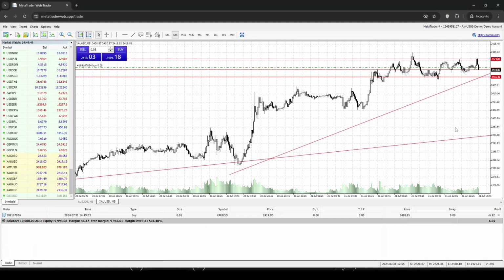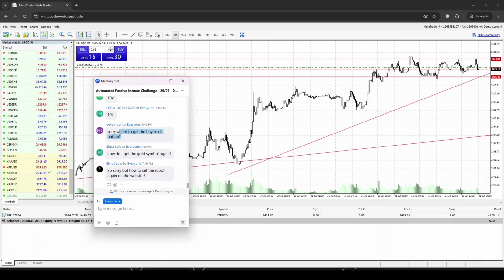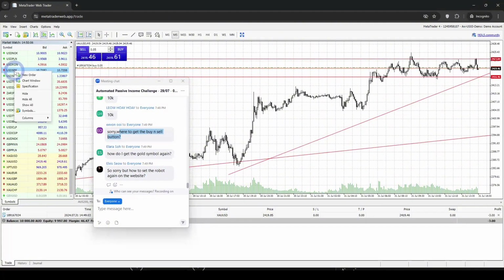Before I continue, let's settle a few questions. By the way, if you guys don't understand anything, you can just type in the chat box. So first thing is how to get the buy and sell buttons. It's just beside here. You just right click, show all, show everything, and then you'll find the go market inside. And inside here, there is a buy button. That's it.